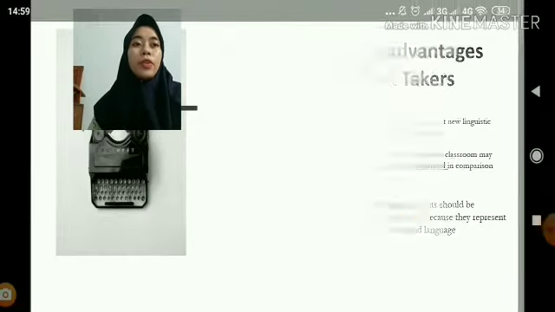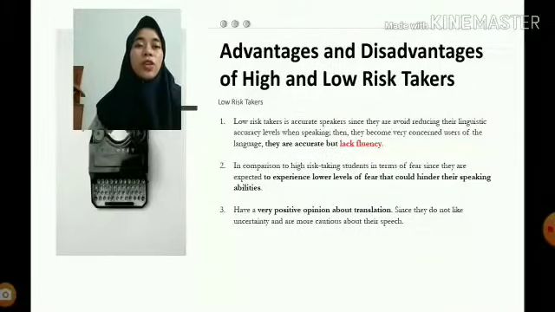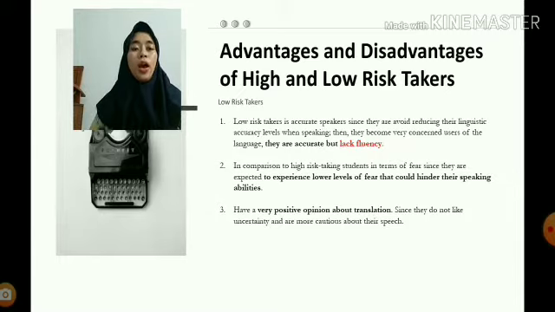Now we are going to the advantages and disadvantages of high and low risk takers, starting with low risk takers. The first is they are accurate but lack fluency, and experience a lower level of fear that could hinder their speaking ability.